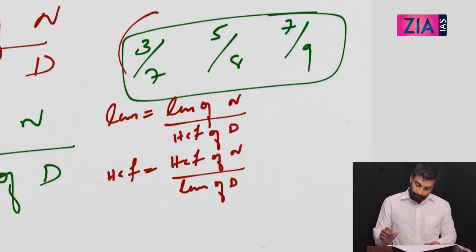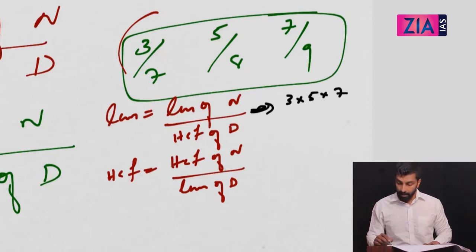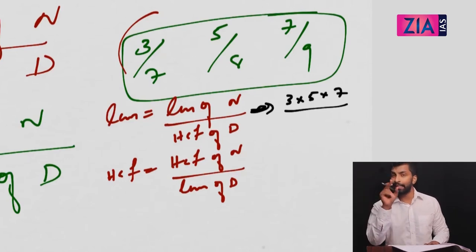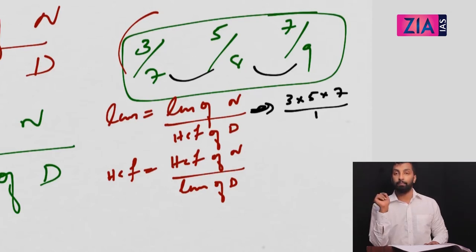So let's find it out. Now what is LCM of numerator? Numerator is 3, 5 and 7. What is LCM? 3 into 5 into 7. Between them there is no common term. Divided by HCF of denominator 7, 8, 9. What is HCF? Take the least difference, right? So 8, 9 you get the least difference, or 7, 8 you get difference 1. That's your HCF. So 1. So your LCM will be 3 into 5 into 7.